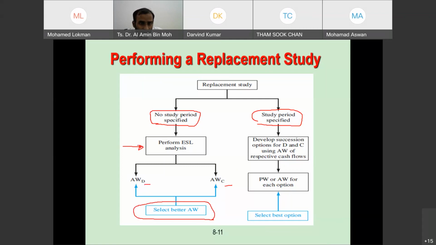The same thing. But if the study period is specified, we need to develop succession options for the defender and challenger using AW of the respective cash flow. And then we need to analyze either using AW or PW. So if you want to be consistent, just use AW. But in this case, you also can use PW. Okay, and then we're going to choose the best option. So basically, this is what we are going to see.